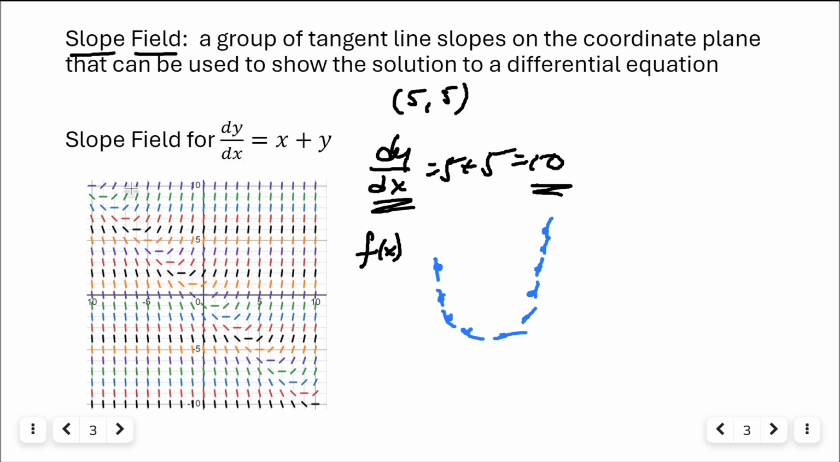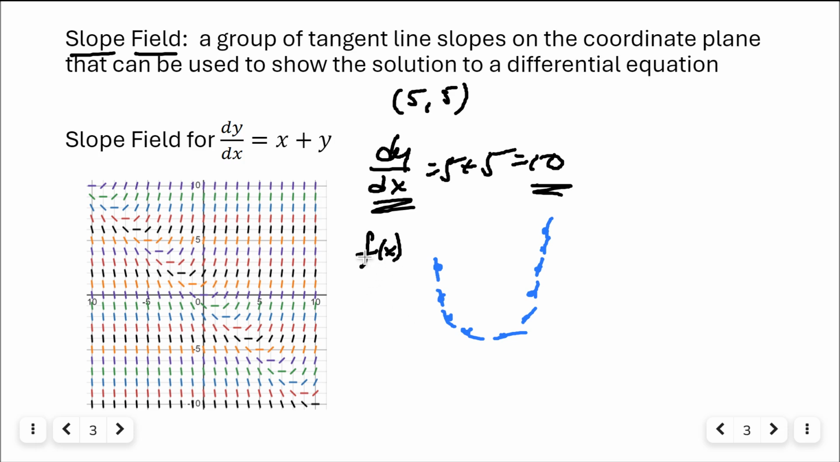So you're going to draw this field of slopes, and then with the field of slopes, you can see what the picture of y would have looked like depending on where you are on that coordinate plane. That's the idea behind it.